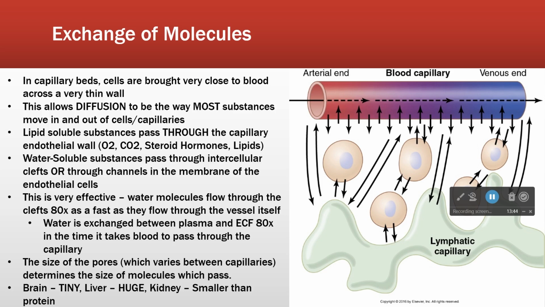So materials can move down their concentration gradient either into the blood or out of the blood. So diffusion ends up being the way that most things move in and out of the capillary. Okay?